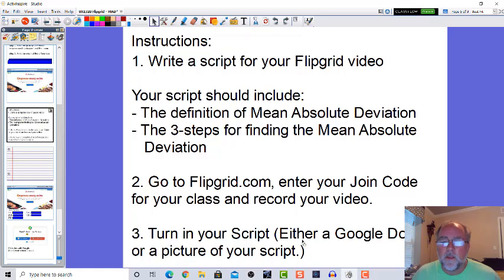So it either needs to be typed in a Google Doc, or if you handwrite your script with complete sentences, you will attach a picture to this assignment. And that's what we're doing today. So I should see from you 2 things. I should see attached to this assignment a script, either a Google Doc that is shared with me through this assignment, don't share it to my email, share it through this assignment, or a picture of your script attached to this assignment. And then I should see inside the Flipgrid your video.